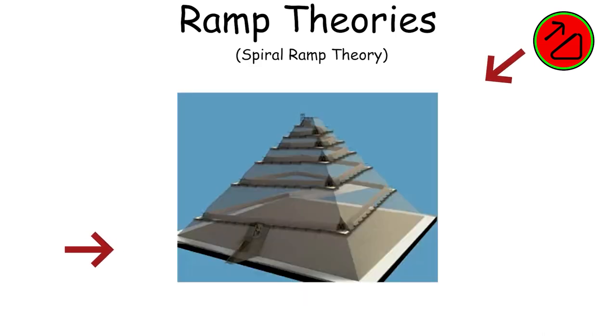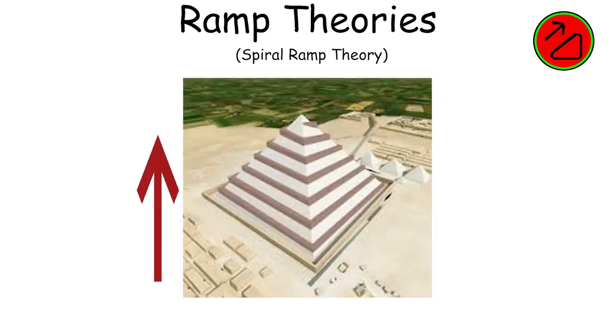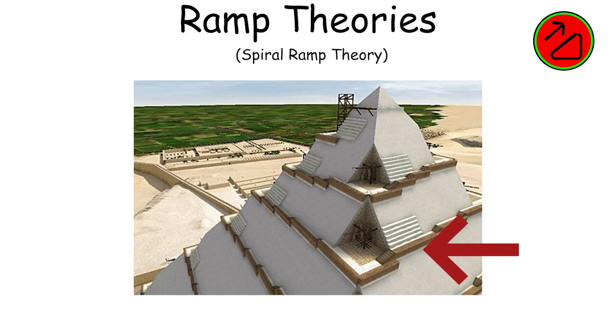Spiral ramp theory. The spiral ramp theory suggests that a spiral ramp was built around the pyramid, allowing workers to drag the stones up in a circular path. This theory posits that the ramp spiraled around the exterior of the pyramid, providing a continuous path to the top. The advantage of this method is that it would have required less material than a straight ramp and could have been more stable. However, it would have posed challenges in terms of turning the heavy blocks at the corners and maintaining the ramp's structural integrity as the pyramid rose.